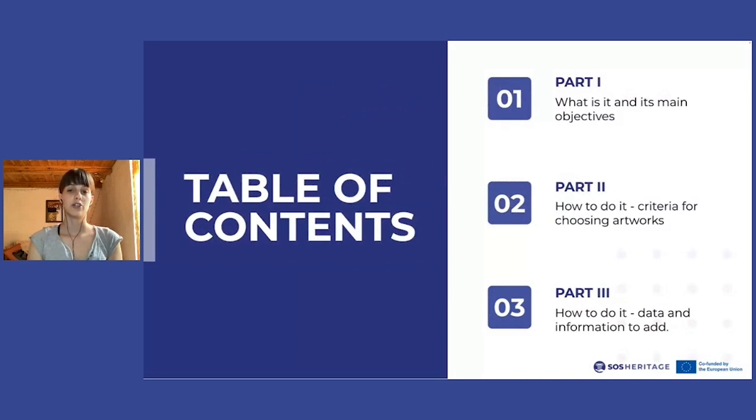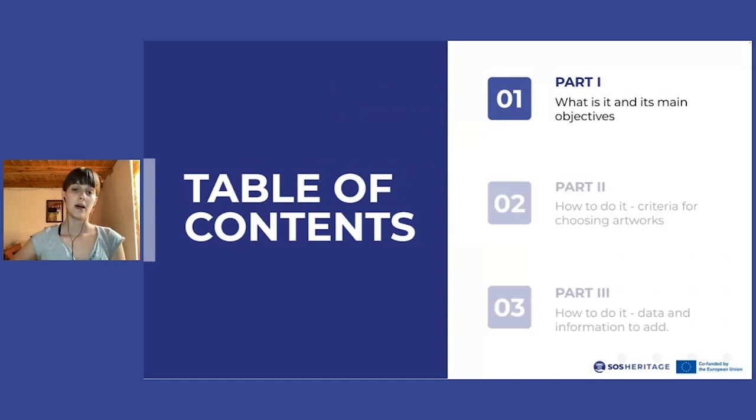Here are the different sections that will make up this lesson. First of all, in part one, we will start with a basic overview on the topic, defining what priority lists are and their main objectives. We will then continue by identifying the different steps that are necessary for the creation of a priority list, focusing in particular in part two on the different criteria that can be used for choosing the artworks that are part of it. Finally, in part three, we will continue with the procedures for creating a priority list by identifying the fundamental data and information that must be added to the list in order for it to be effectively useful in the event of an emergency.